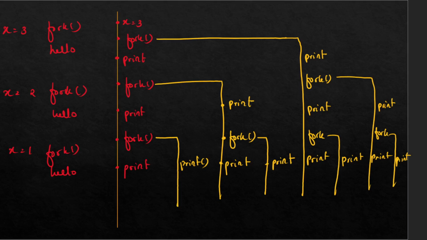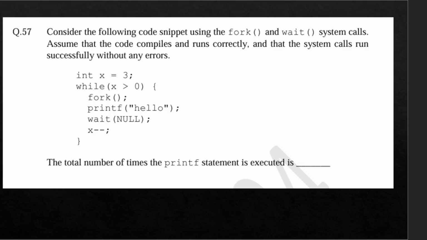Okay, I can make the other diagram as well for you all if you didn't understand this. But let's try to see this. So how many prints are there? 1, 2, 3, 4, 5, 6, 7, 8, 9, 10, 11, 12, 13, 14. Okay, so how many times is it executed? Print 14 times. So what is the correct answer? 14 is the correct answer.